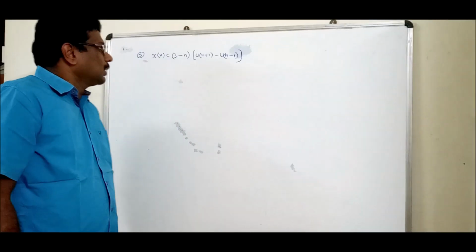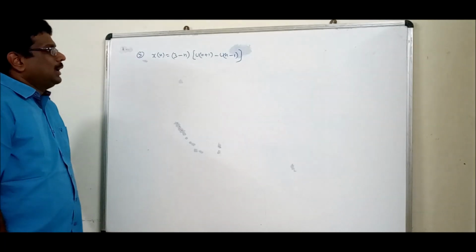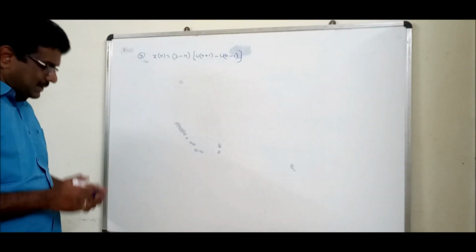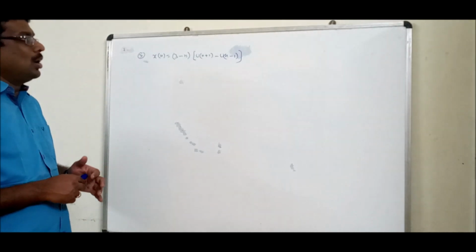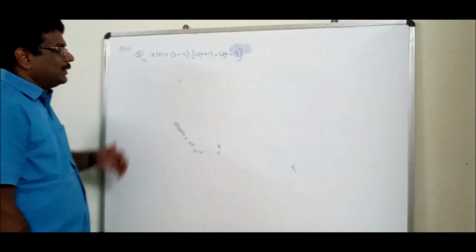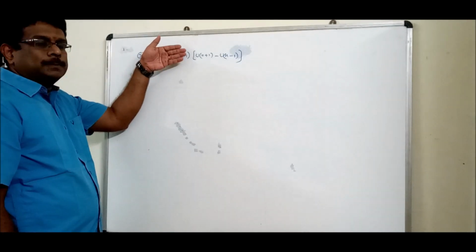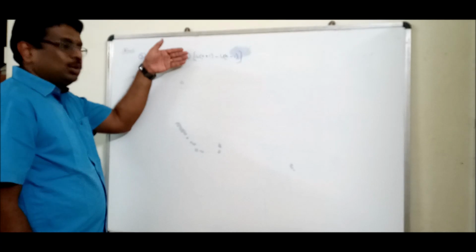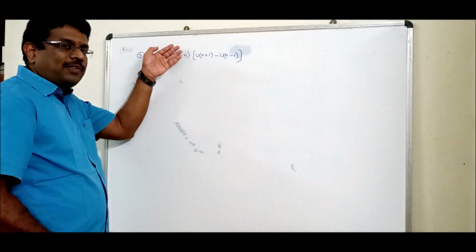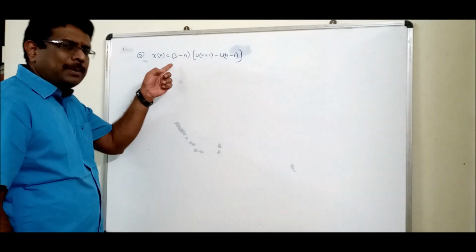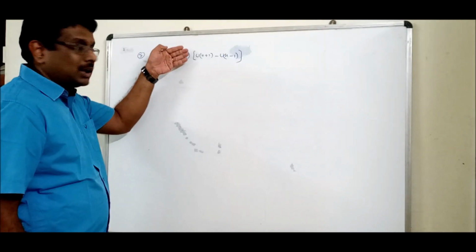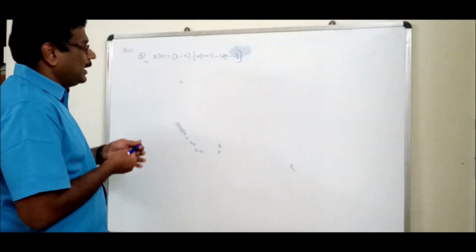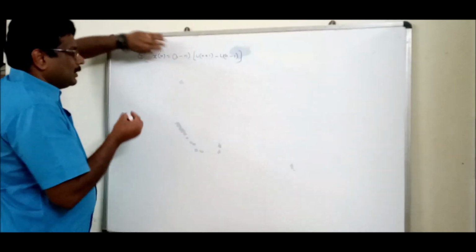Let us see the next problem. x of n is equal to (3 minus n) into [u of n plus 1 minus u of n minus 1]. Can we do this? Yes. You do this, then you modify the amplitude as 3 minus n. Okay, first let us target this particular signal. Time being, don't see this.